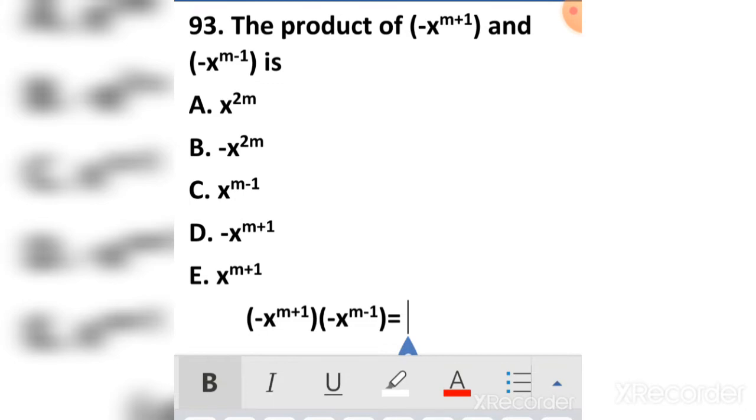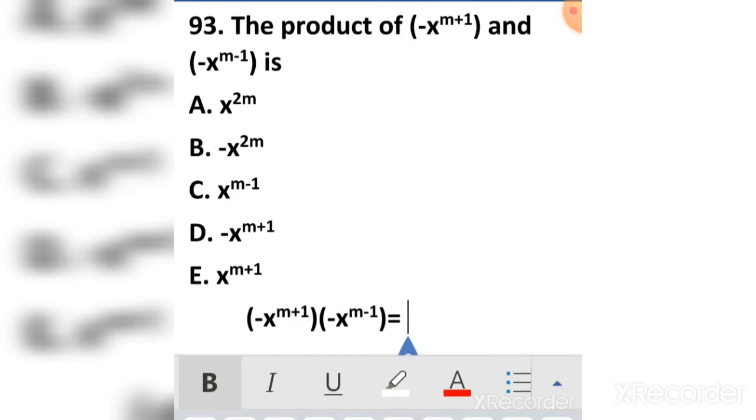Now, when we multiply expressions having the same base, we just have to copy the base and then add the exponents. But in this expression, since there is a negative sign before the base and the exponents are not outside the parentheses, this doesn't mean that the whole negative x is raised to m plus 1 or m minus 1. But this means that there is a negative 1 being multiplied to each expression.